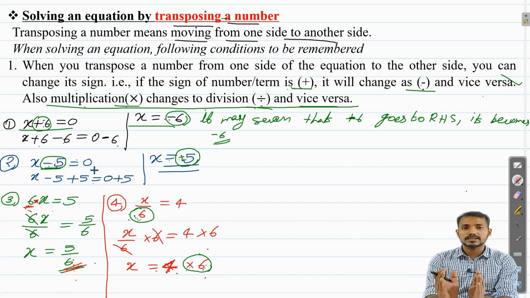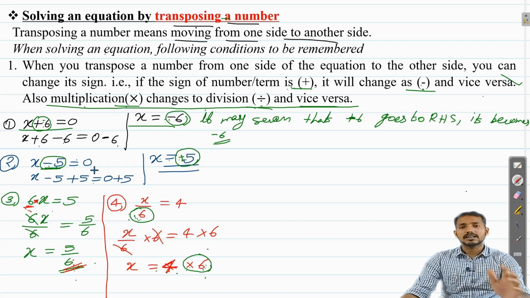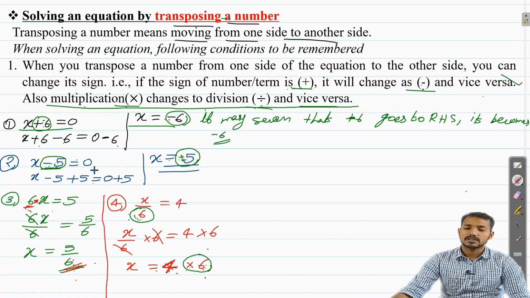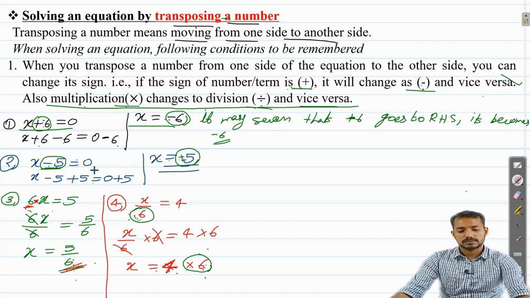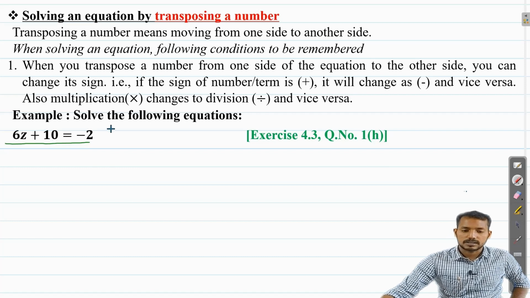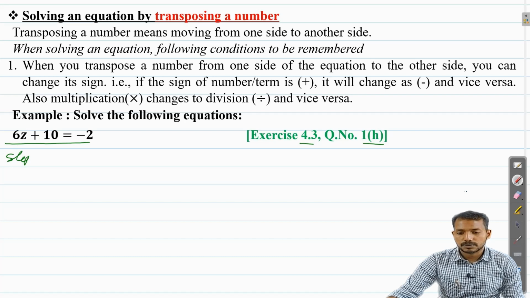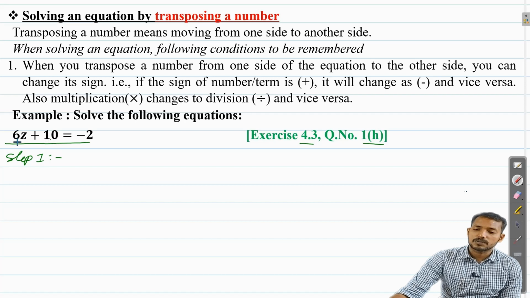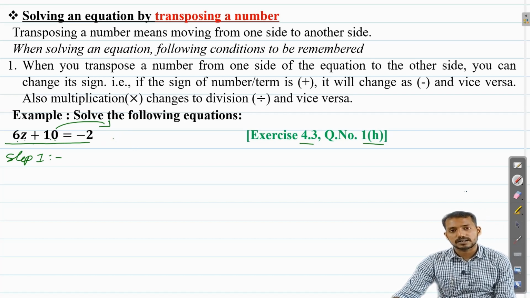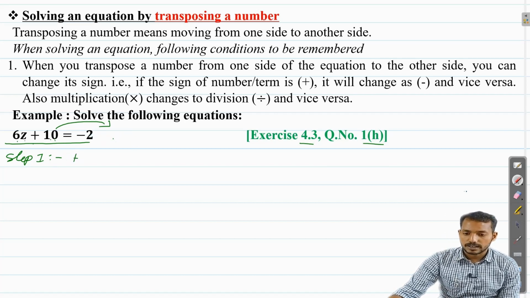Now we are going to take this short result to solve the equation more easily than the first method we have discussed. So I am going to take an example to solve a question by using this method. So this is the example I am going to discuss here. Exercise 4.3, question number 1, option number H. So in step 1, what we need to do, this 10 should be separated from 6z. So this 10 should be taken from the left side to the right side. That means transposing.